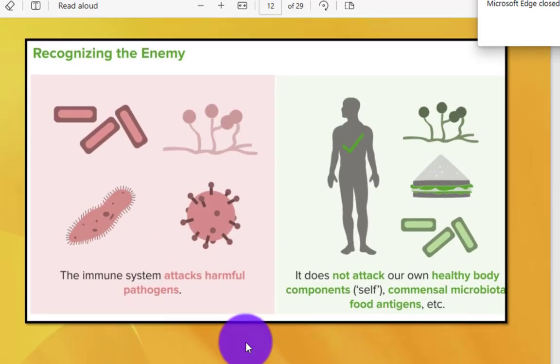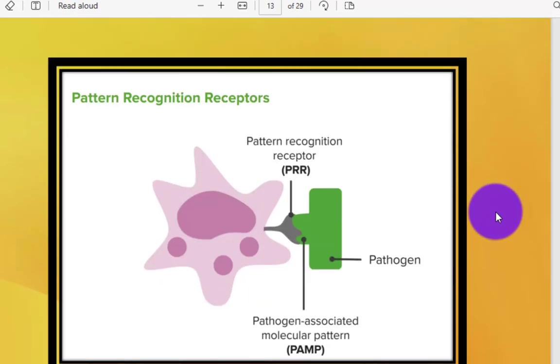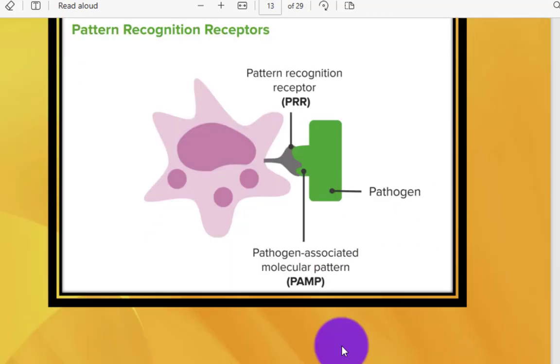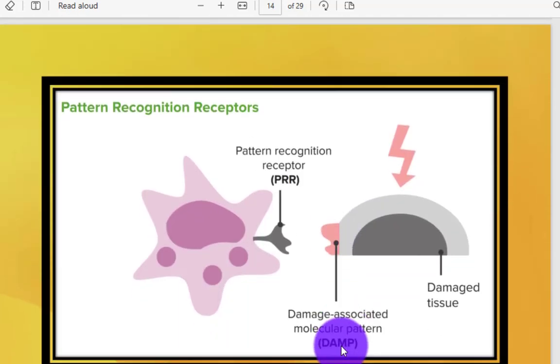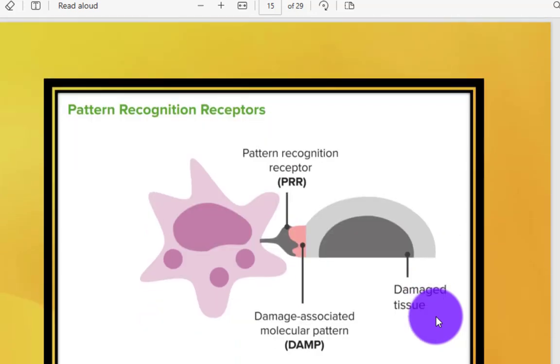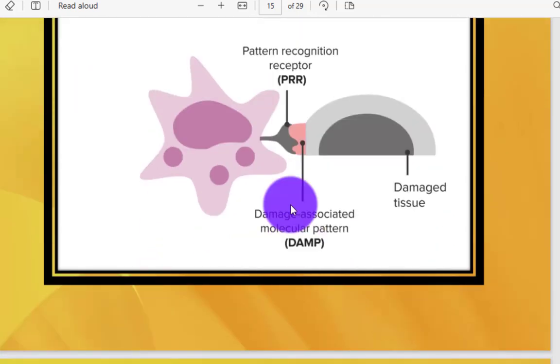Recognizing the enemy, the immune system attacks harmful pathogens. It doesn't attack our own healthy body components, self, commensal microbiota, and food antigens. Pattern recognition receptor and the pathogen associated molecular pattern. Pattern recognition receptor, the damage associated molecular pattern, damaged tissue.